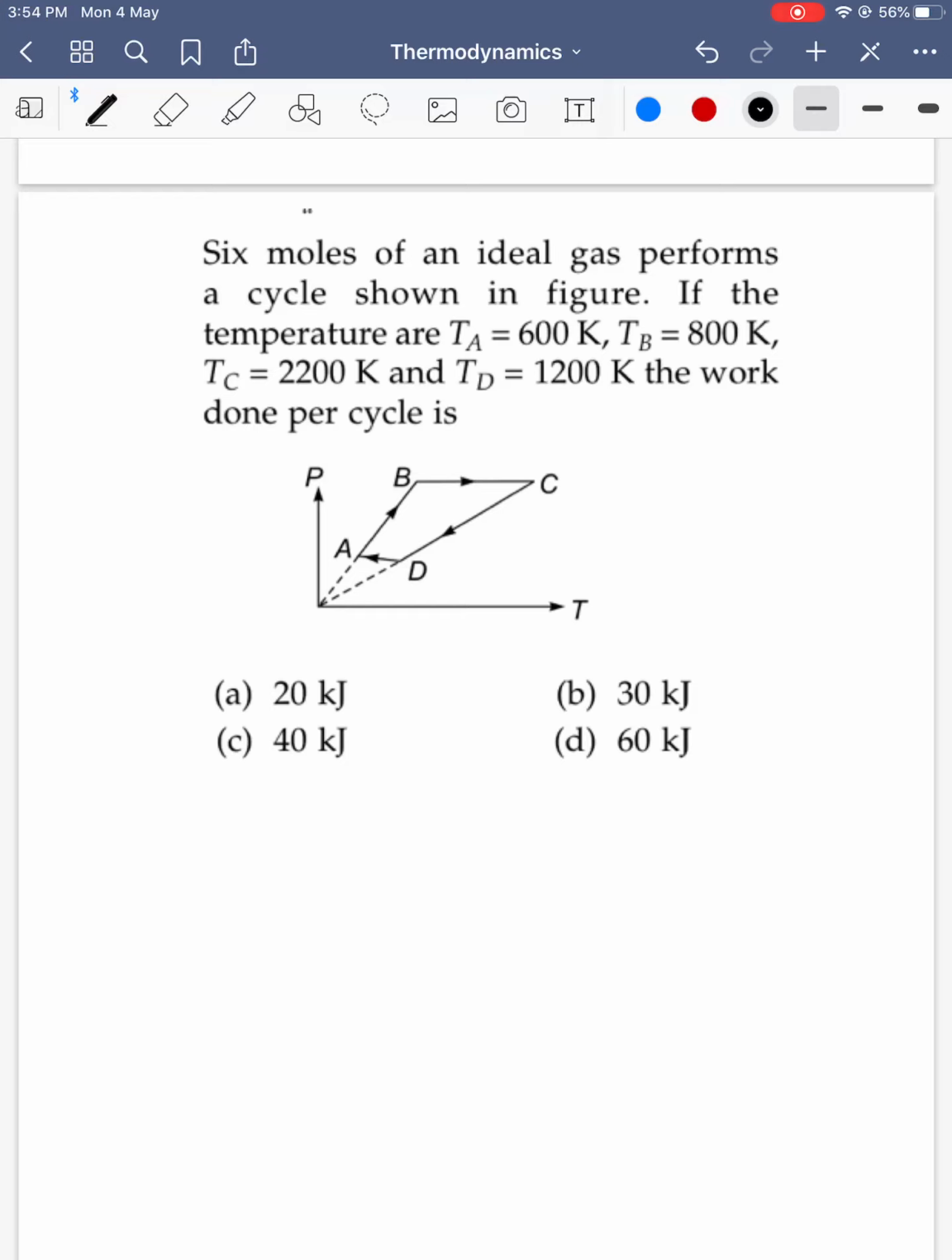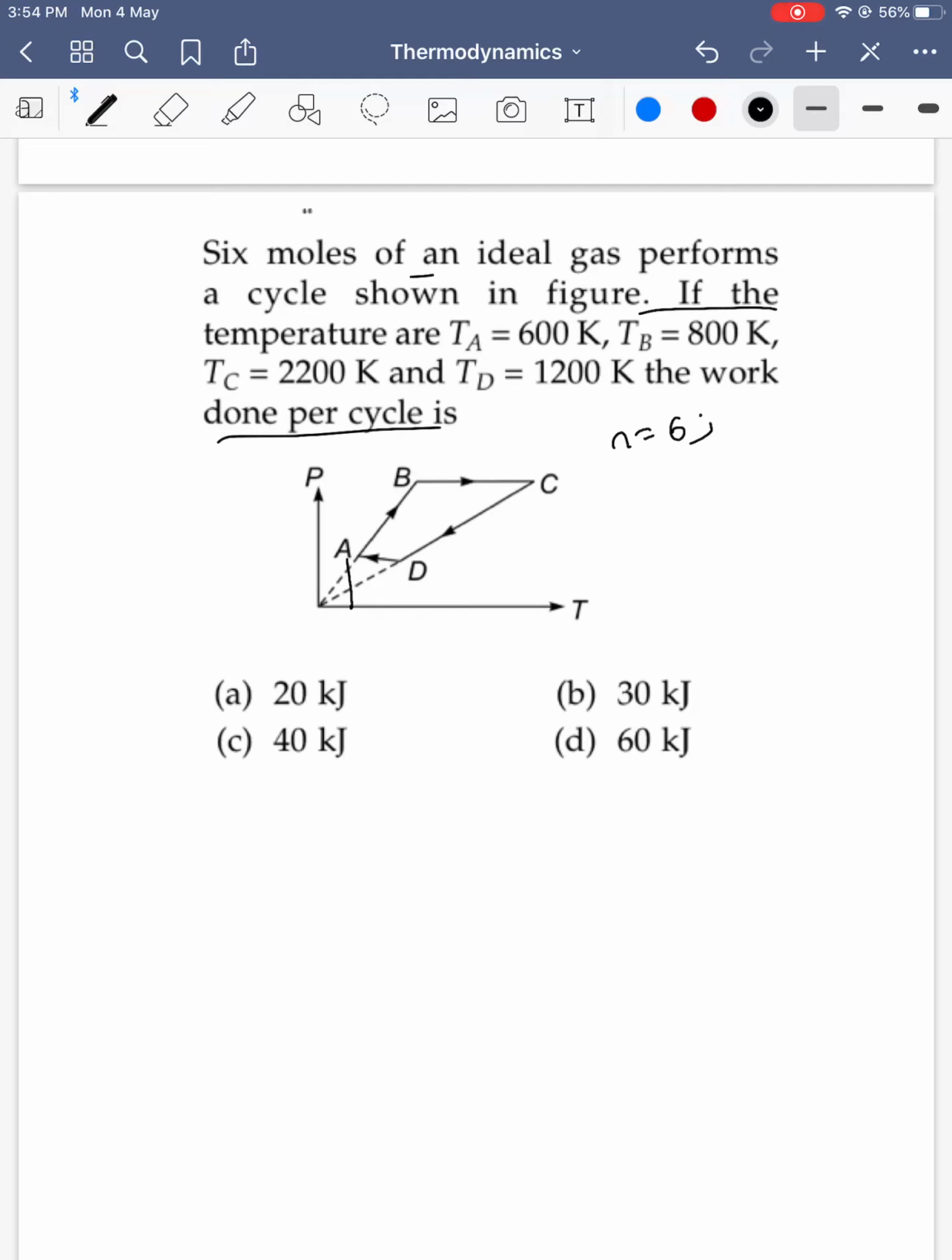This is a very important question. 6 moles of an ideal gas, n is equal to 6, performs a cyclic process as shown in the figure. The temperatures TA, TB, TC and TD are given. Find the work done per cycle. Work done per cycle is nothing but the net work done, the total work done in the entire loop.